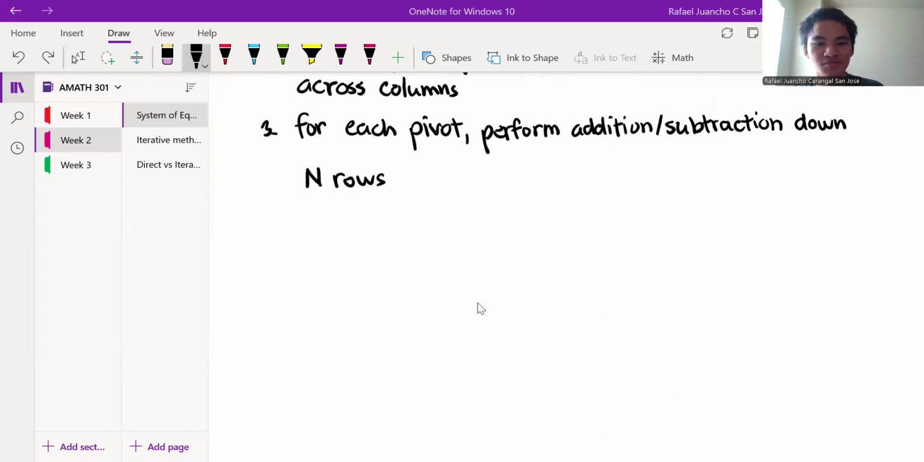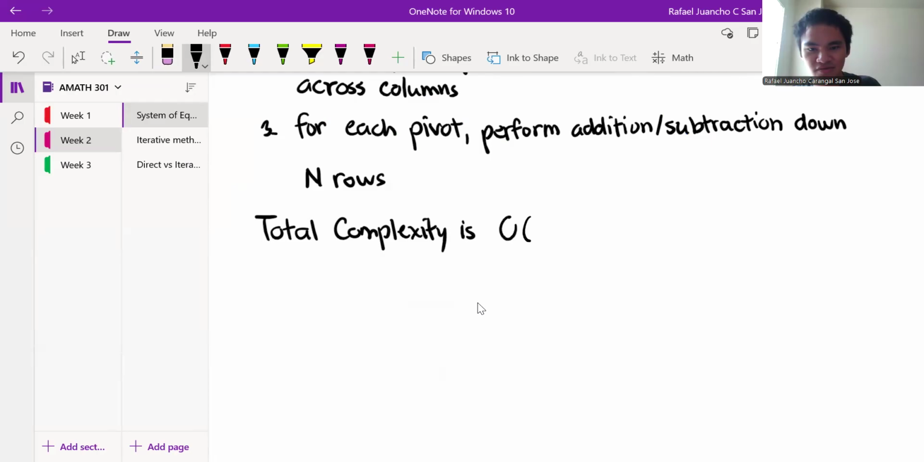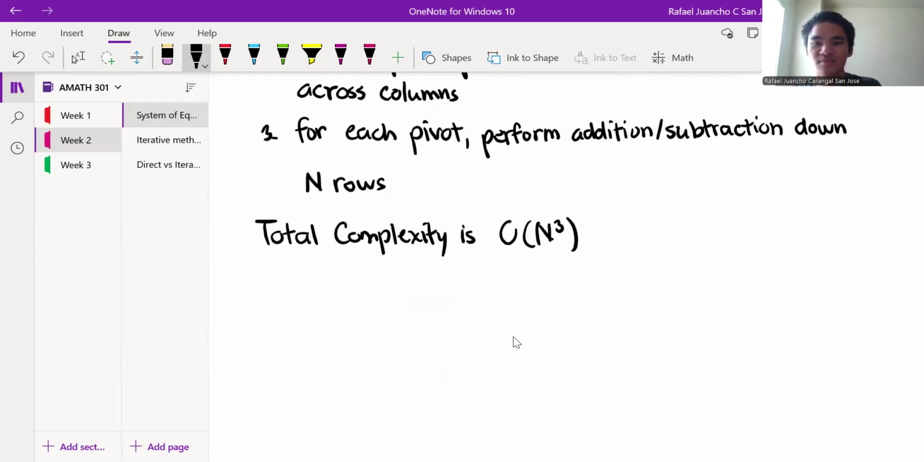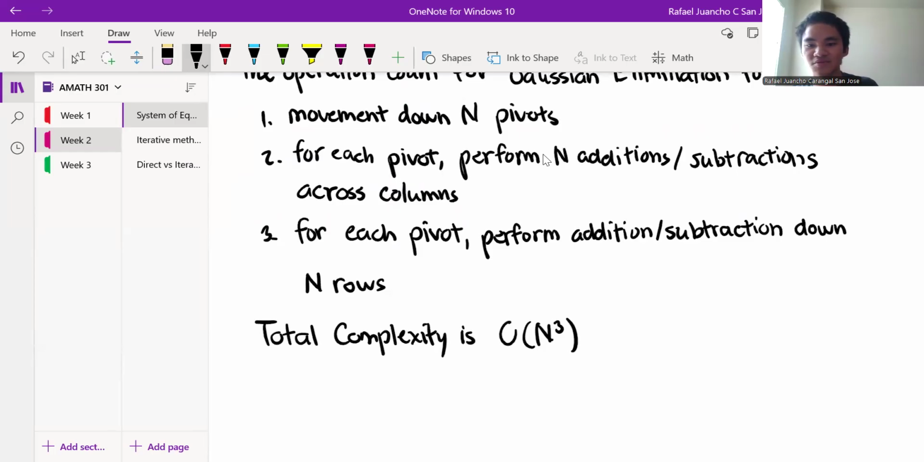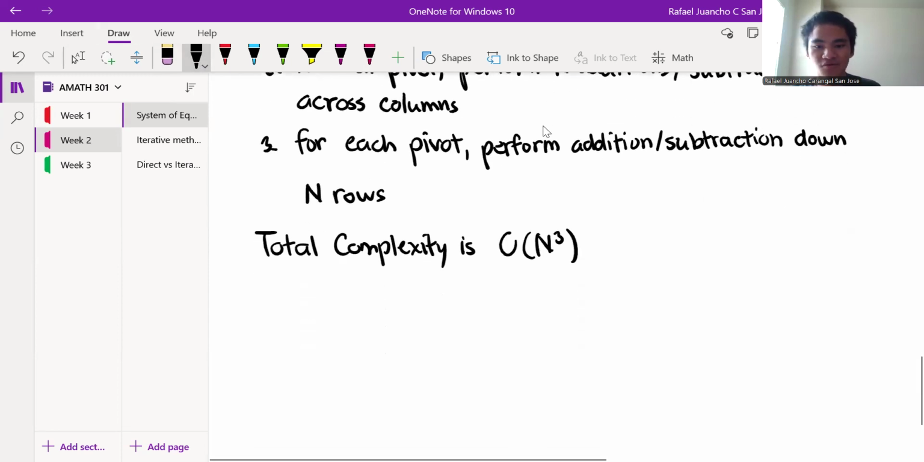Okay, so in total, our operation count is, so I'm just going to write total complexity. This is something from the previous video, O of N cubed. We did N pivots, so that's N. For each pivot, we did N additions and N subtractions, so that's another N times N. Then we did N rows, so that's another N, so that's N cubed. And so it's O of N cubed.